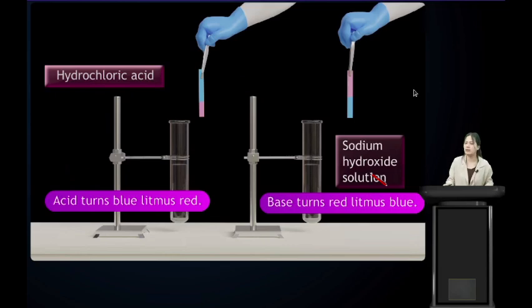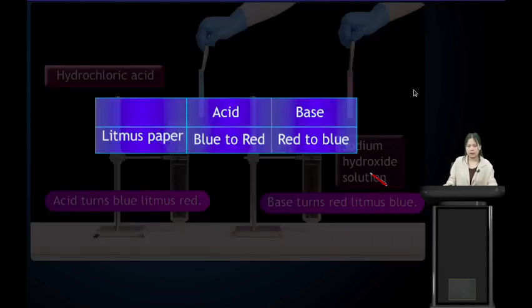So from here we can identify acid or base depending on the change in color of the litmus paper. There are two types of litmus paper, one is the blue litmus paper and one is the red litmus paper. In acid, the blue litmus paper will change to red, and in base, the red litmus will change to blue. So we can identify acid or base by using litmus paper.